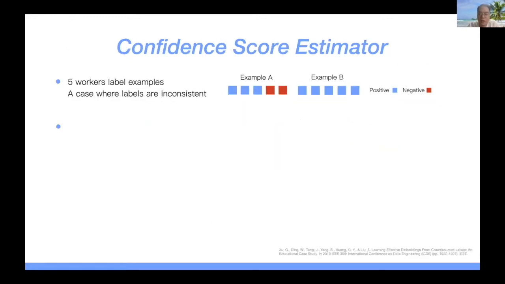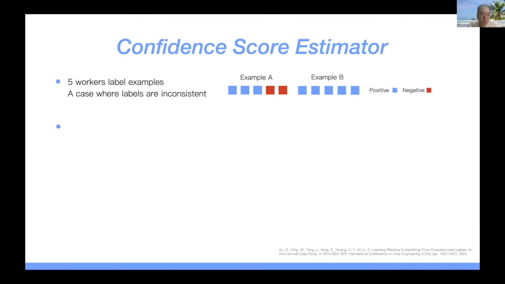So still, let's say we have example A and example B here, and we ask five workers to label them either as positive or negative. You see example A has 3 positive out of 5 workers. Example B has 5 positive votes. So obviously we are confident to say that example B is very positive, but we are not sure about the true label of example A. So this should be treated differently in our model training.